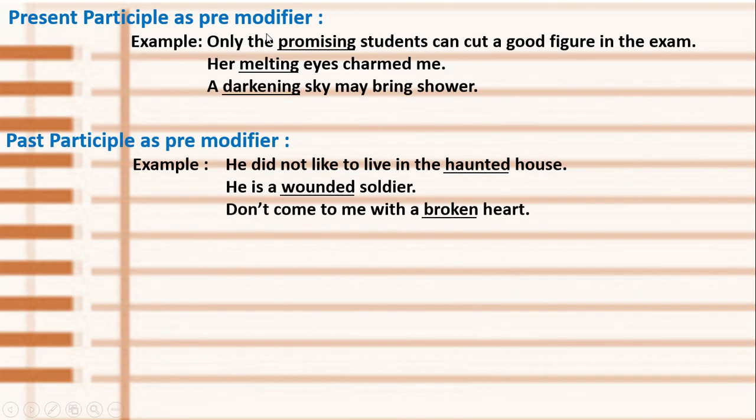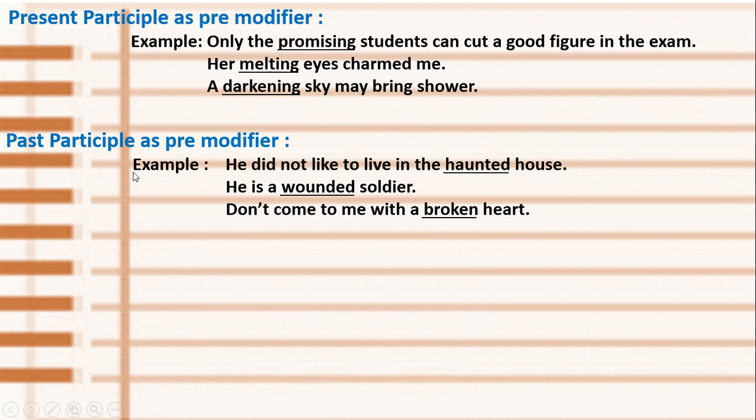Look, present participle as pre-modifier. Example: Only the promising students can cut a good figure in the exam. Her melting eyes charmed me. A darkening sky may bring shower. All these underlined words just sit before the noun and modify it, so we call it pre-modifier.